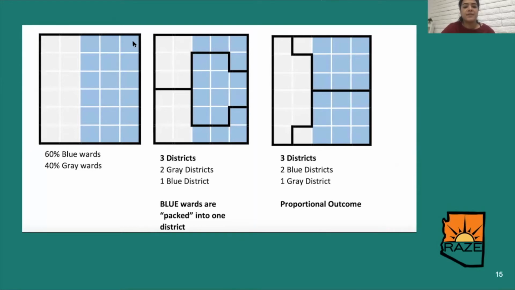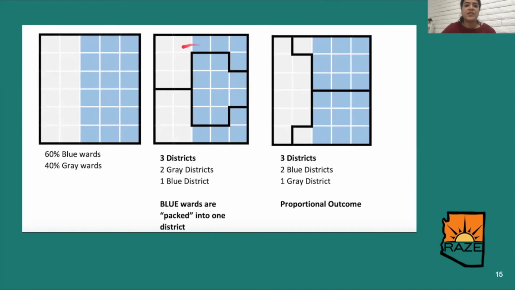So on the left, we have this blank kind of state. In this state, there are 30 wards. 60% of the wards are blue wards and 40% are gray wards. So that is how we're starting off in this blank state. If we move to the middle image, we can see that there are 3 districts. There are 10 wards in each district, which would meet the population criteria. However, they are packed, and this is why.